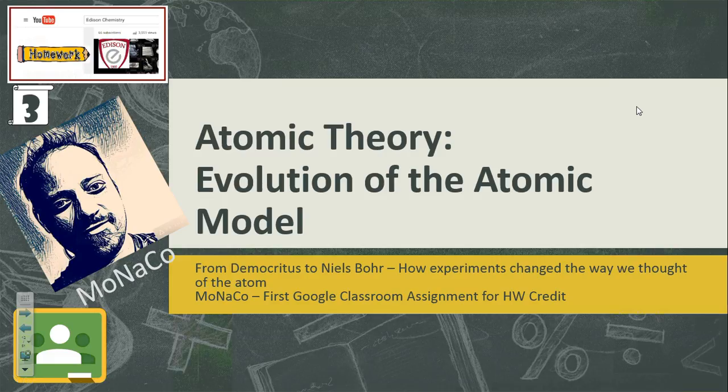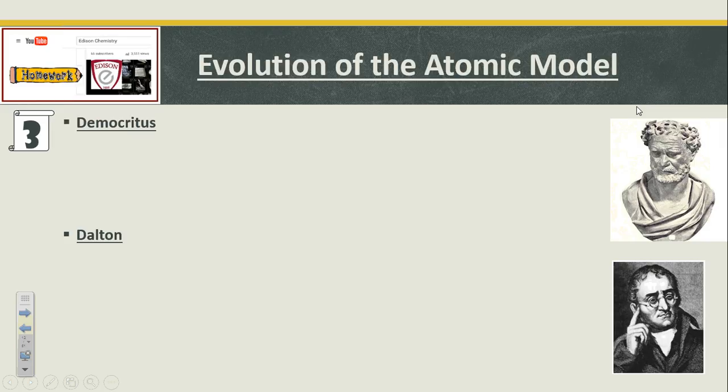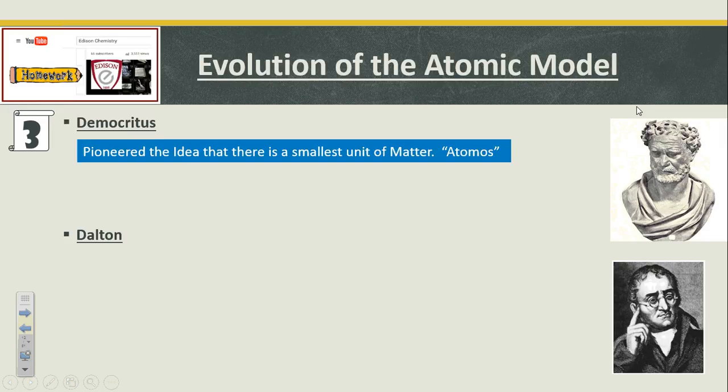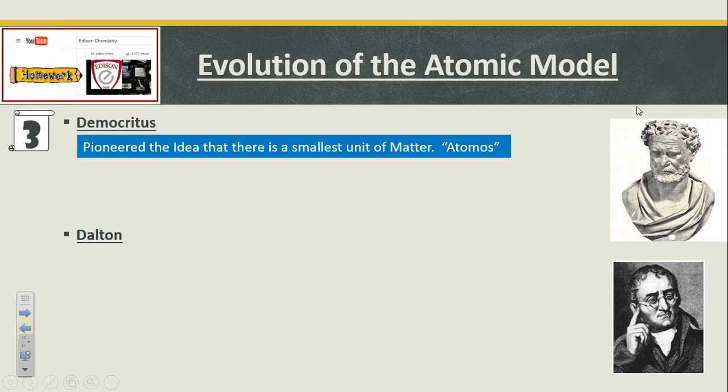Okay, so the first thing you got to know is, who is this Democritus guy? Well, he pioneered the idea that there's a smallest unit of matter. He gave that idea the word atomos. And this guy was around 400 BC, and it was just a thought experiment.